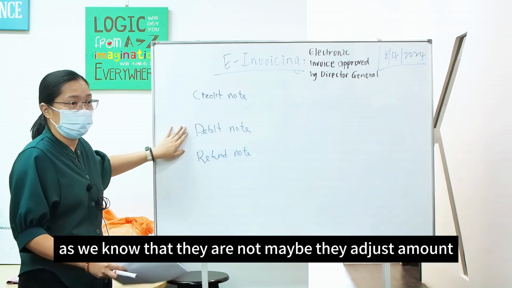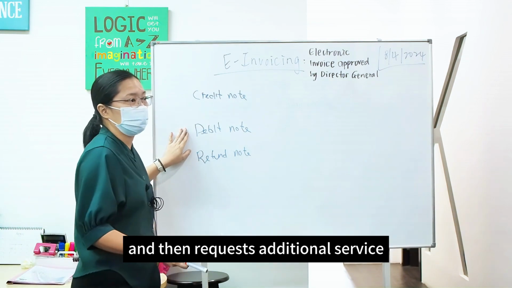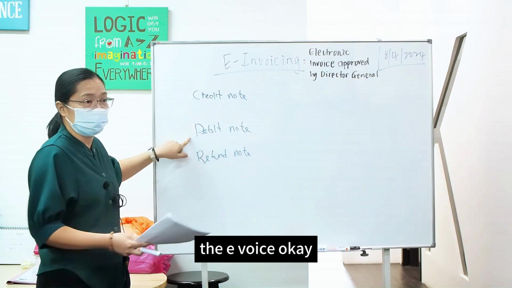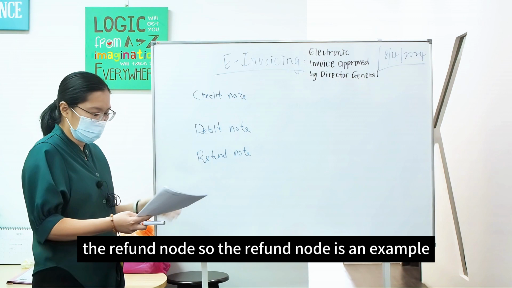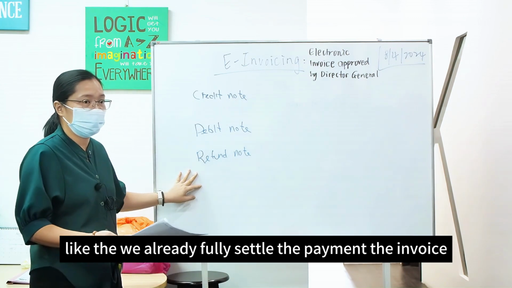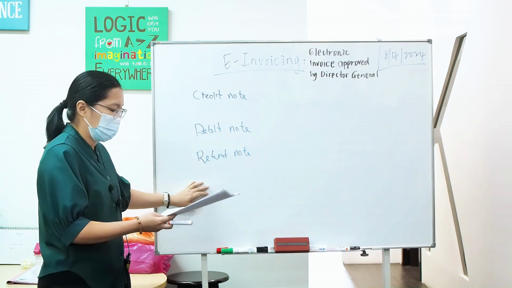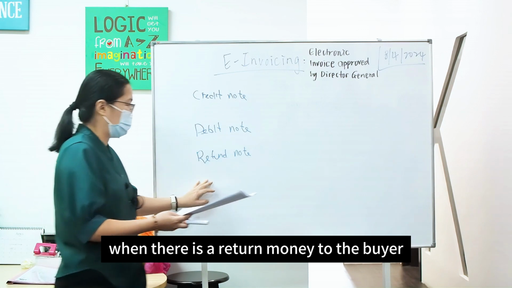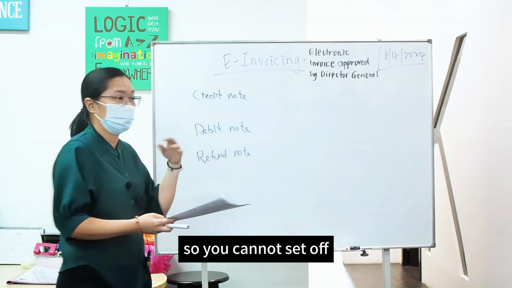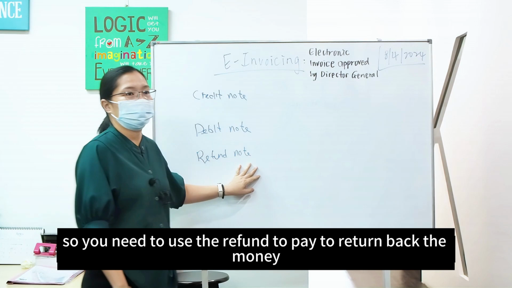So you need to issue the credit note. As we know, for the debit note, maybe they adjust the amount and then request additional service, so you will increase the amount of the e-invoice. Okay, the refund note. An example is when you have already fully settled the payment of the invoice, so you need to get the refund. Also, when money is returned to the buyer and the customer has already paid for the product, you cannot set off, so you need to use the refund note to return the money.